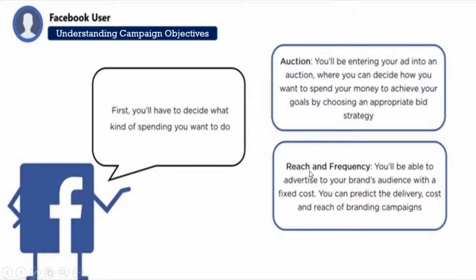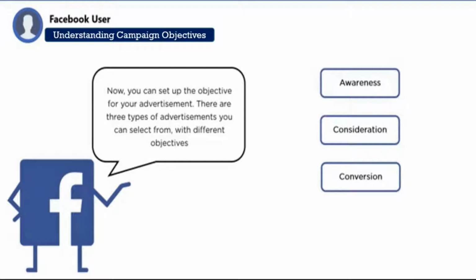What do we mean by reach and frequency? You'll be able to advertise to your brand audience with a fixed cost. You can predict the delivery, cost, and reach of branding campaigns. With this one, you are not the one that fixes the price. It comes with a fixed cost where you are expected to pay, and then you reach your audience. Though this is not what we want to focus on in this video, auction and reach, we are going to the campaign objective. Now we have three campaign objectives.